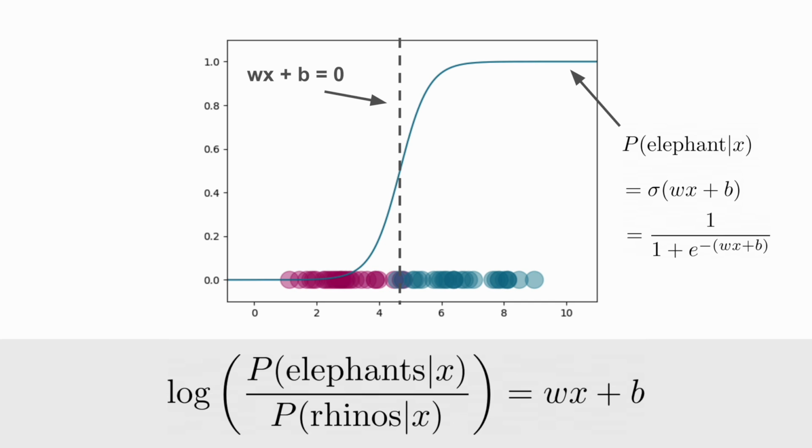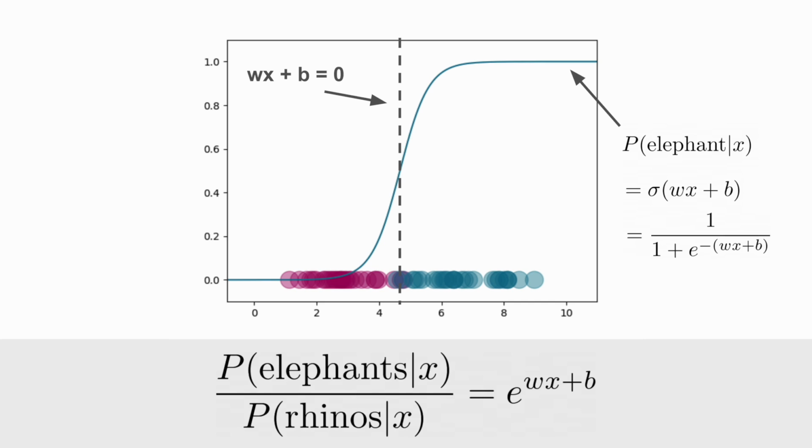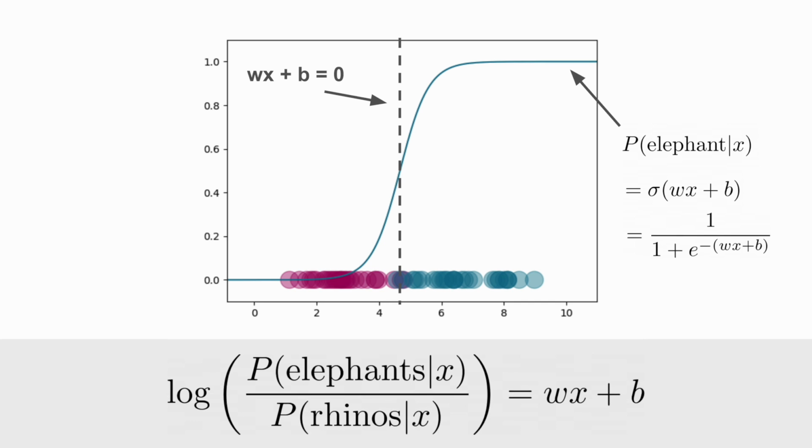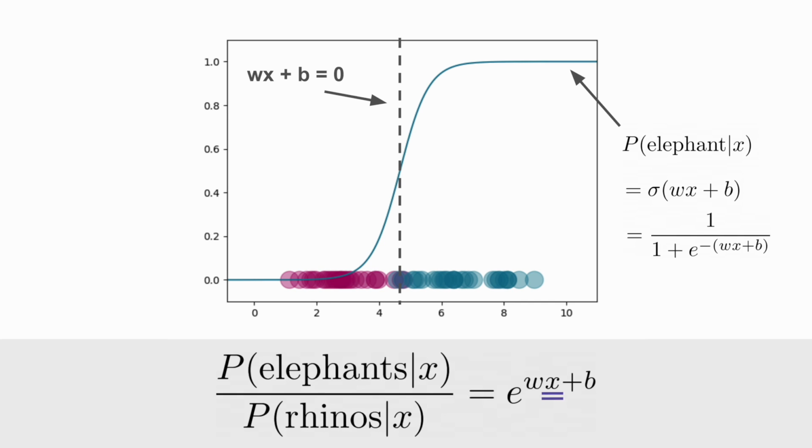So one way to interpret the parameters of the threshold in logistic regression is as exponential inflations to the odds or additive increases to the log odds. For example, we could say that an animal that weighs 1 ton more increases its odds of being an elephant over being a rhino by a factor of e to the w.